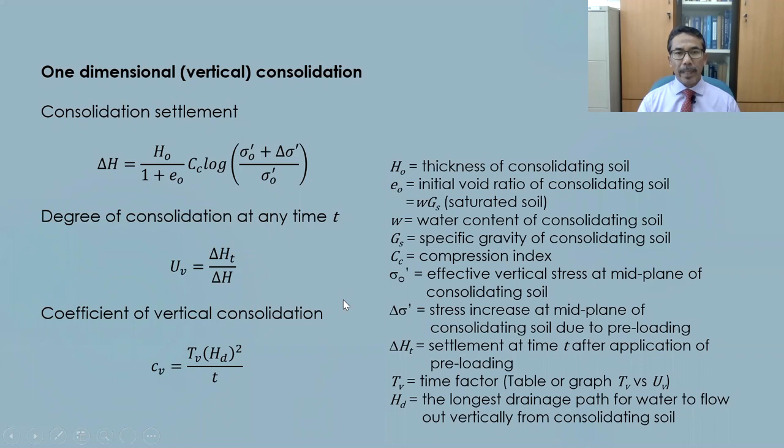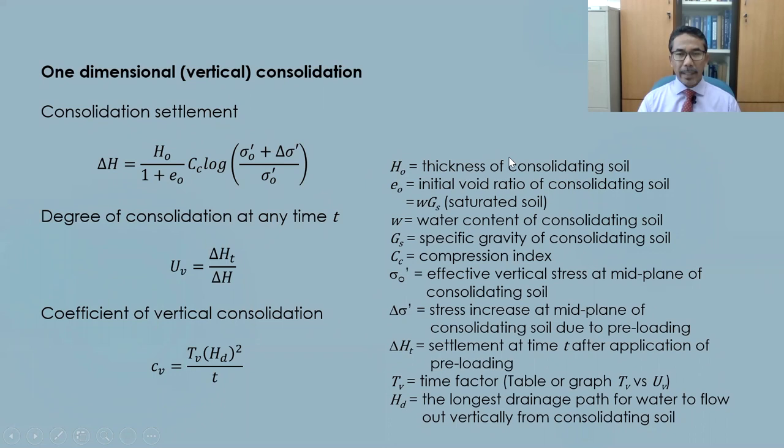When we talk about one-dimensional or vertical consolidation, I'm referring to the case where water is drained vertically. It could be upward or downward or both. There are several equations that we have to refer to in relation to one-dimensional consolidation. The first is consolidation settlement, which is given as delta H equals H sub naught divided by 1 plus e sub naught, times C sub C, times log base 10 of sigma sub naught prime plus delta sigma prime, divided by sigma sub naught prime. The definition of each item is listed on the right hand side of this slide.